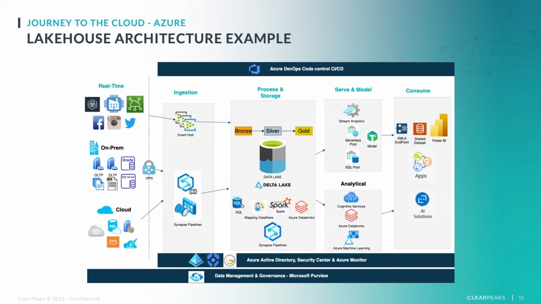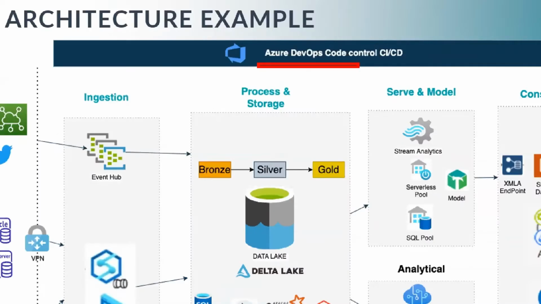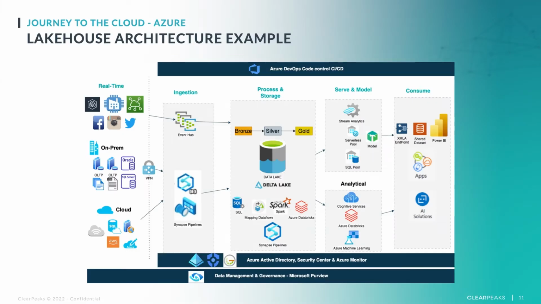Another interesting thing from this slide is that this is the Swiss knife. We have everything in one place. We have direct integration with Git and Azure DevOps. Here at the top, we have integrated security, Azure Active Directory, Security Center, and Azure Monitor to monitor everything that is happening inside Synapse. And finally, we have integration with Purview, the data management and governance tool that Microsoft brings us as the proper tool to do this kind of task.